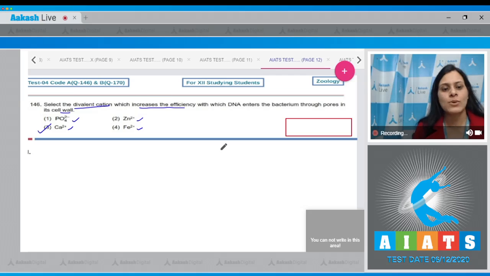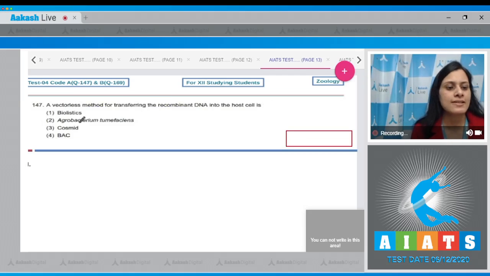Calcium ions are the divalent ions which are essential components to make the cells competent, and they increase the efficiency with which DNA enters the bacterium through pores in its cell wall. So the correct answer to this question is option number 3. Let's move on to the next question.